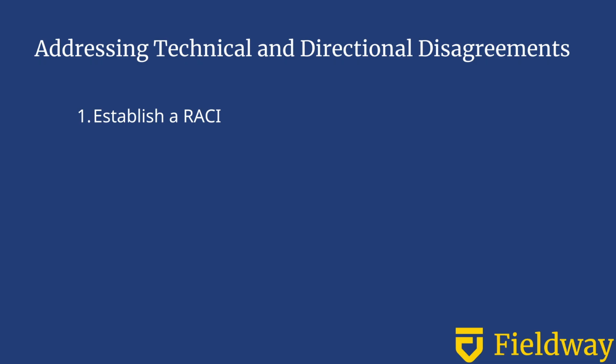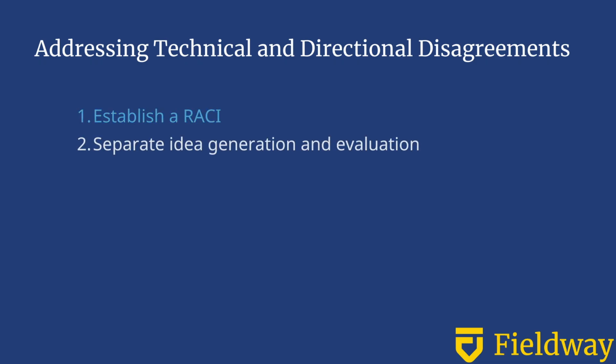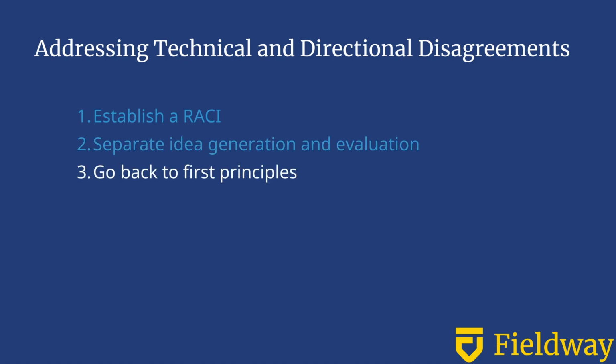It's also helpful to explicitly separate idea generation from evaluation. Many teams make the mistake of evaluating ideas as soon as they're proposed, which can shut down creative thinking. Instead, start with a divergent phase where all ideas are welcomed without judgment, followed by a convergent phase where ideas are systematically evaluated against agreed criteria. For disagreements about product direction or priorities, go back to first principles. What problem are we solving? For whom?